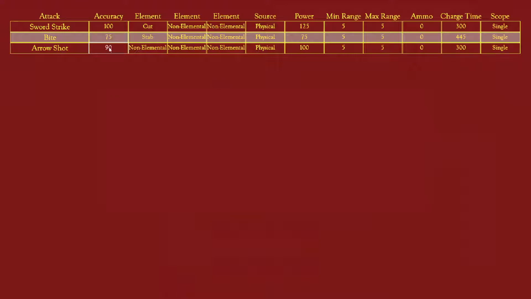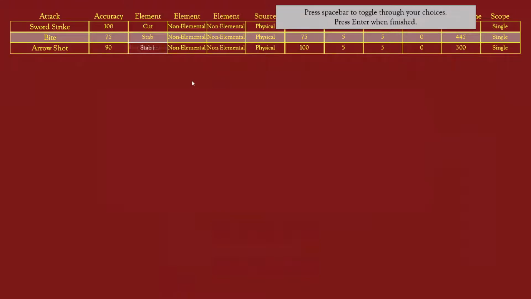So it's possible to put over 100% and it can still miss based on other information. We'll get to that later. Here you can have up to 3 elements. This will determine damage multiplier based on weaknesses, resistances, that kind of stuff. Just press enter, and I can use the arrow keys left and right or spacebar to toggle through my choices.